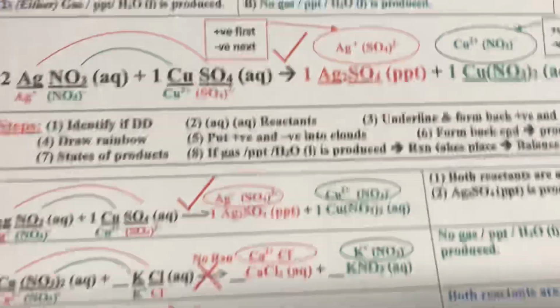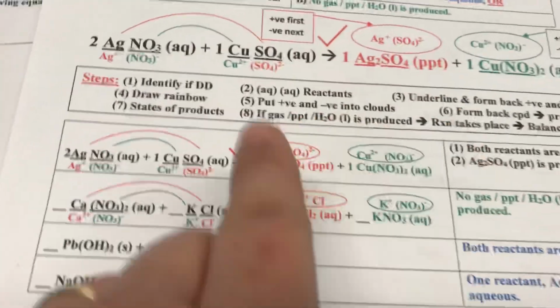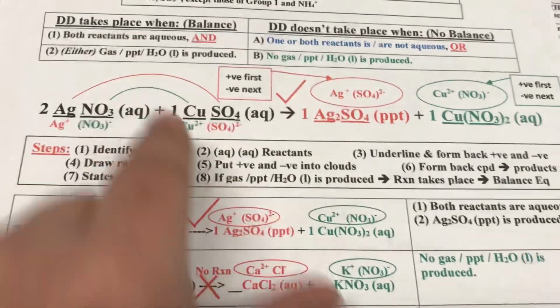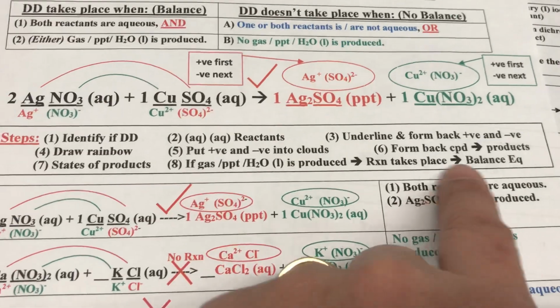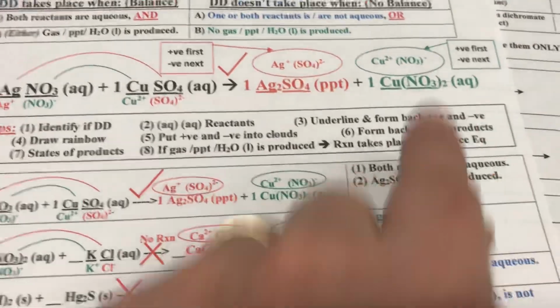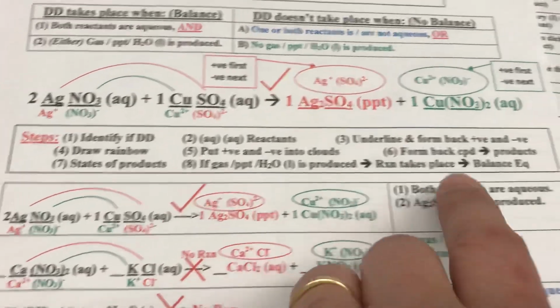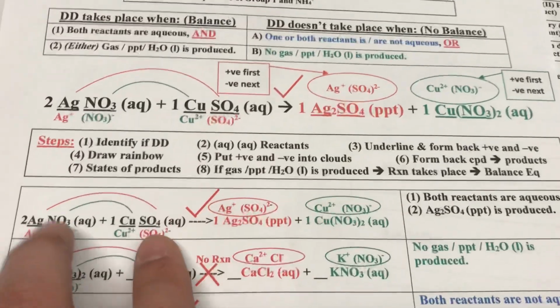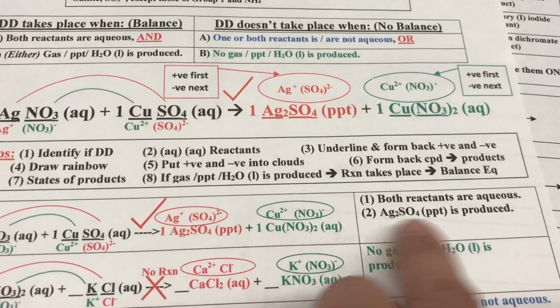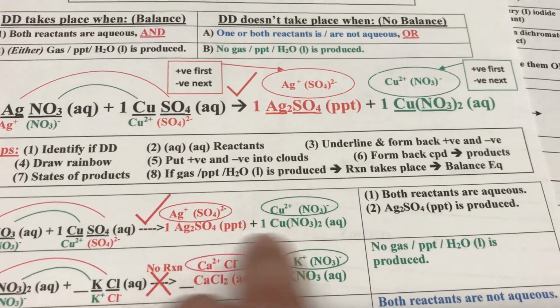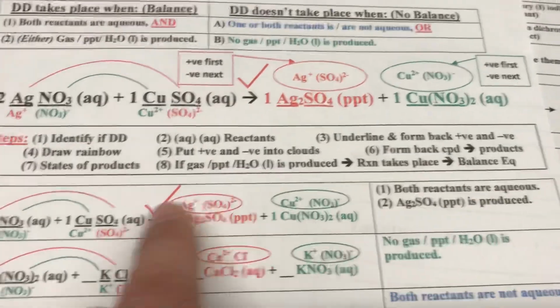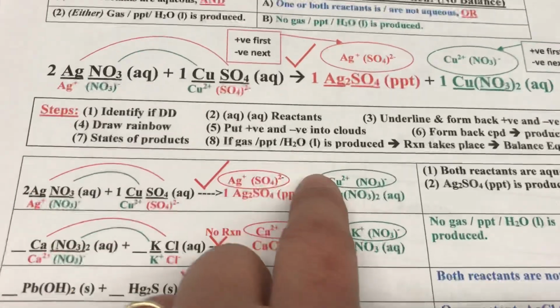So now here I have 4 situations. This first situation is the same thing as here, where I met both conditions. So these are the reasons. Why does the reaction take place? Why do I need to balance the equation? It's because both reactants are aqueous, and one of the products, Ag2SO4, is a PPT. So the reaction takes place. I'm going to put a check mark and balance them.